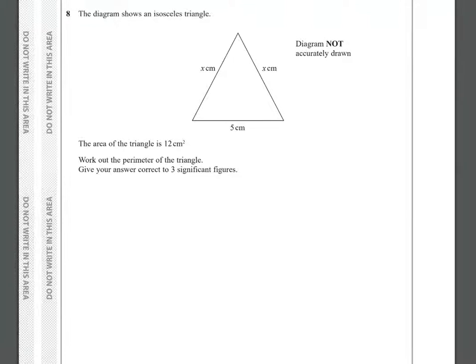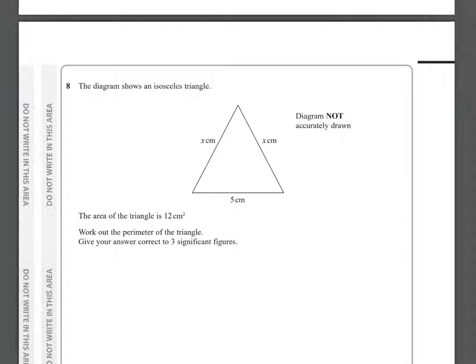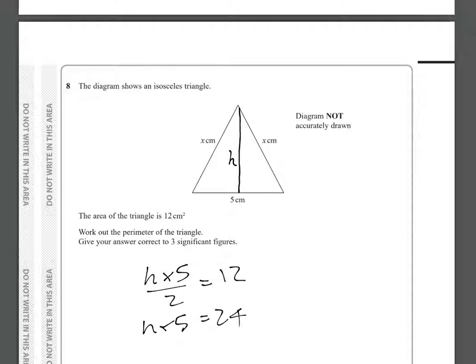Work out the perimeter of this triangle. The area is 12. We can work out this height. The area is the height times the base over 2. So if we call that h, we know that h times 5 over 2 is 12, which means h times 5 is 24, which means h is, divide both sides by 5, 4.8.